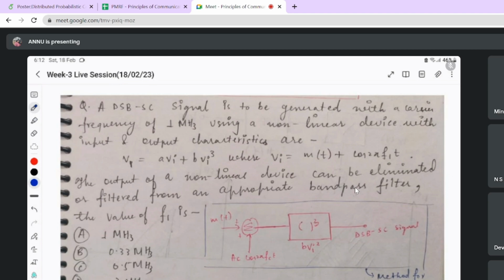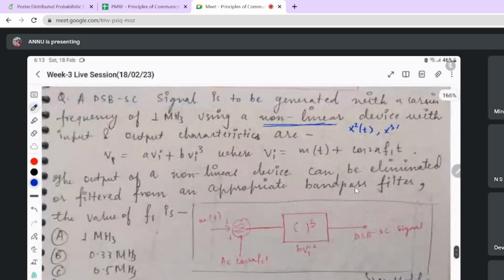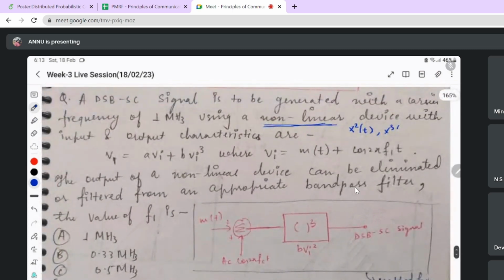But here you should know that it should be non-linear. Whenever a non-linear function comes, it can be x squared, it can be x cubed.